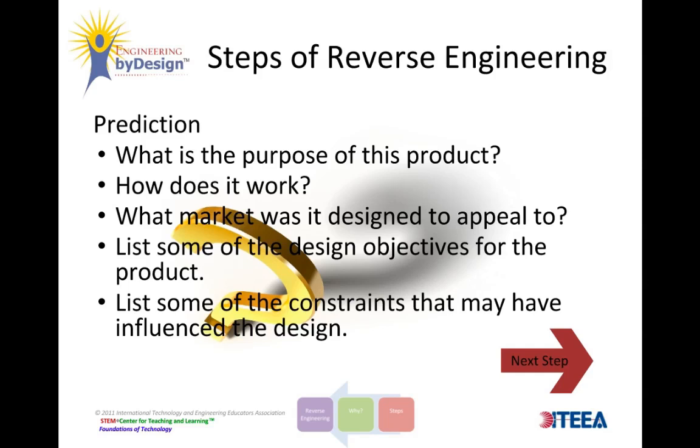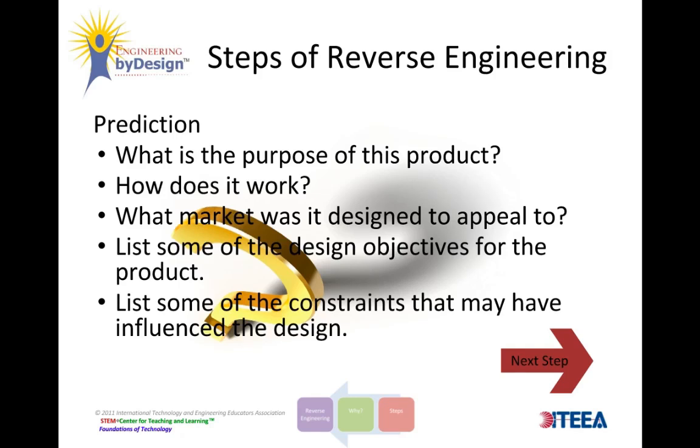Steps in reverse engineering. You have to make some predictions. What is the purpose of this product? That usually comes from doing some kind of surveying or getting an idea of what customers' needs are. So that's what you would do when you're finding what the purpose would be of this product. How does it work? What market was it designed to appeal to? Is it appealing to young people 18 to 28? Is it appealing to senior citizens who have a specific need for this product?